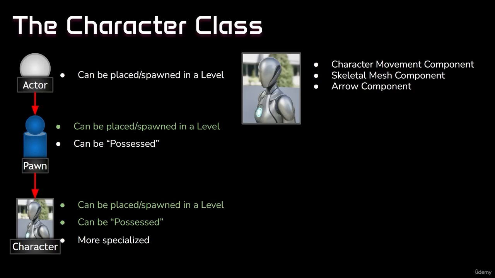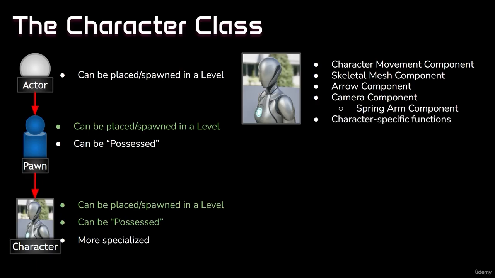Now, it's very common for the character class to have a camera component attached to a spring arm component, just like we did with our pawn. Now, this is not built into the character class, but I'll mention it here because it's one of those very commonly added things that just about all characters will have, at least those that will be controlled by a human player. Now, aside from these components, a character will also have a set of character-specific functions that the pawn class does not have.